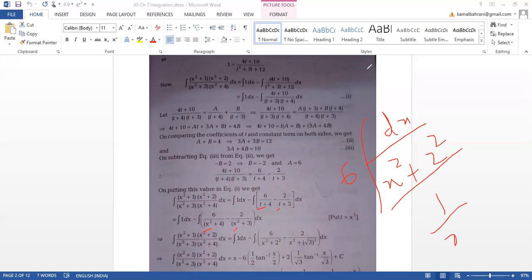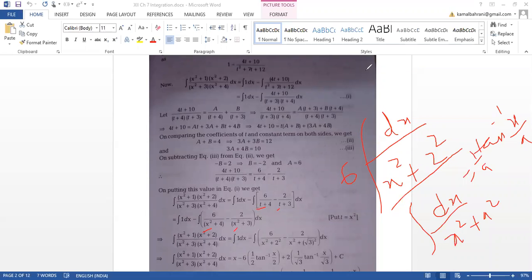1 upon x square plus a square integration. You all know the formula, that is tan inverse x upon a. Integration of this is equal to what? Tan inverse of 1 upon a, tan inverse x upon a. Just substitute the value 1 upon a, tan inverse x upon a. So what you are going to get? This value you are going to get.